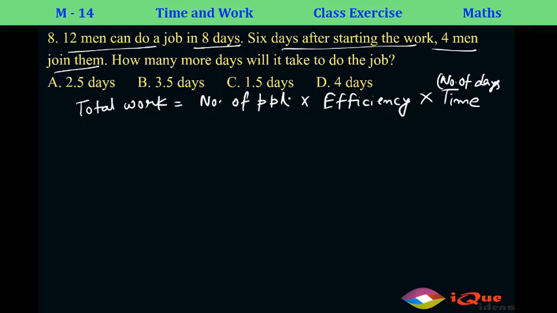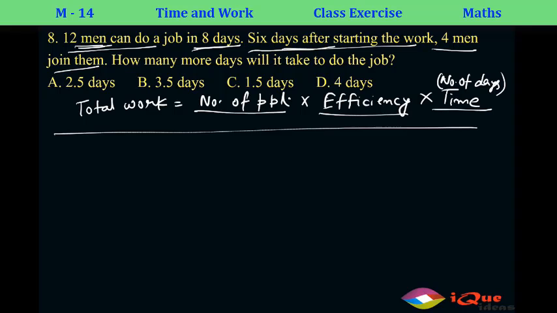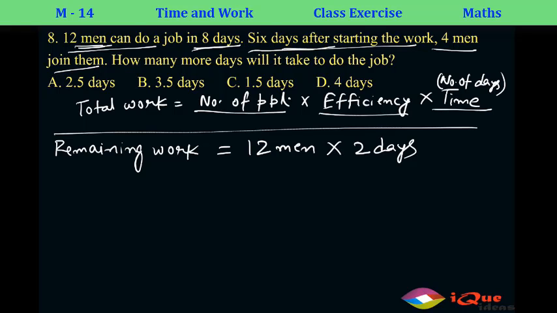Okay. Now in this case, we are talking about men. So wherever it is men, it has to be taken as the same efficiency. So efficiency doesn't matter in this question. So we are left with only number of people into the number of days. Now in this question, the total work was supposed to be done in 8 days. Out of 8 days, 6 days of work is already done. That means the remaining work is equal to 12 men into 2 days. Right? Now, this is the quantity of work that is left.